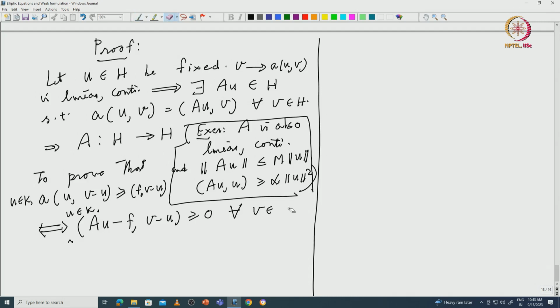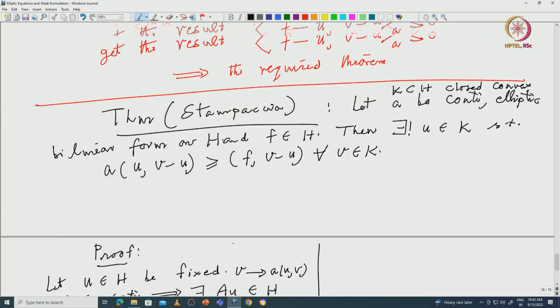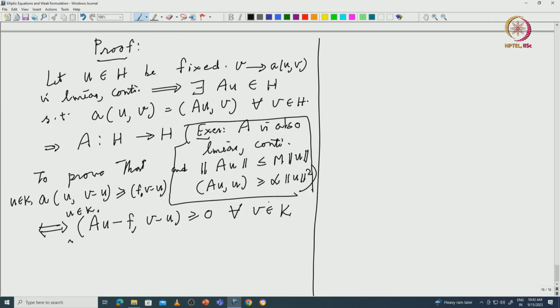And did I mention, what did I mention here? V in K. So let me check what I have done here. Yeah, it's correctly written. So I will do a small trick. So choose rho positive. Okay. Then this is equivalent to, this is a slight small trick which you will be doing in analysis all the time, rho of AU minus rho of F, V minus U greater than or equal to 0.